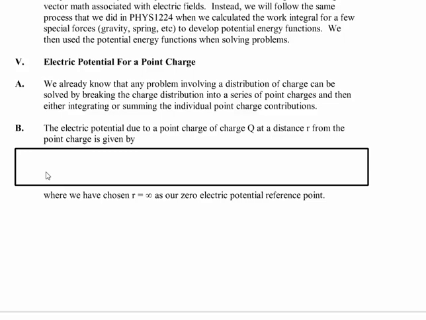So in order to work these problems, we're going to need to know the electrical potential for a point charge. Now again, really only the difference in electrical potential has meaning, as I've said in the other videos. So we have to note that when we do this, there had to be a reference point, and that reference point was at r equal infinity.